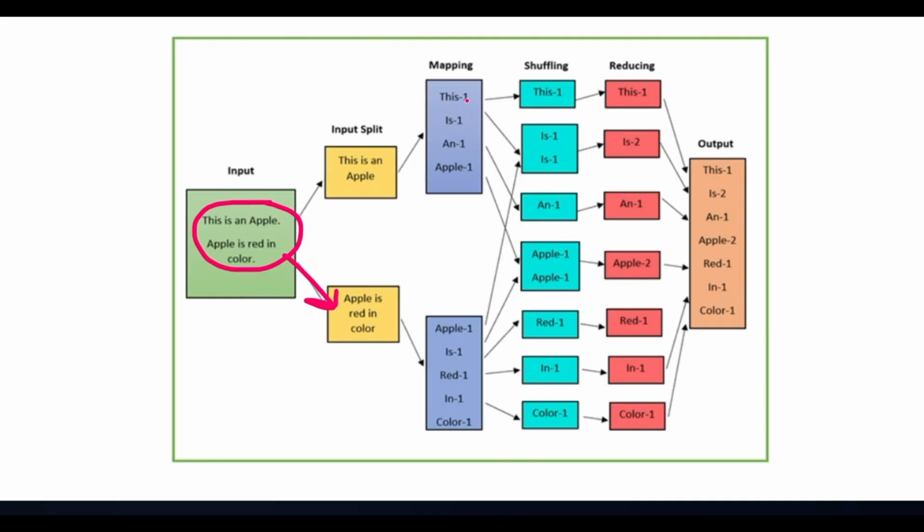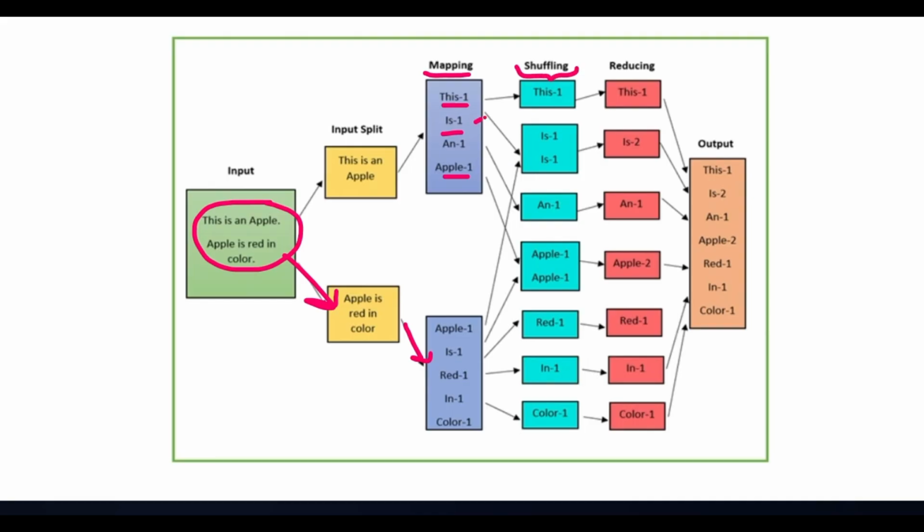Now the data which we have split is again mapped. Like, this is an apple, so the frequency of this is 1, is 1, an is 1, and apple is 1. Similarly, the same thing is done with the second sentence also. The frequencies are mapped, and this is called the mapping process. After this mapping, the map is shuffled: the entries with frequency 1 are grouped together in one column. This is called the shuffling of the map data.